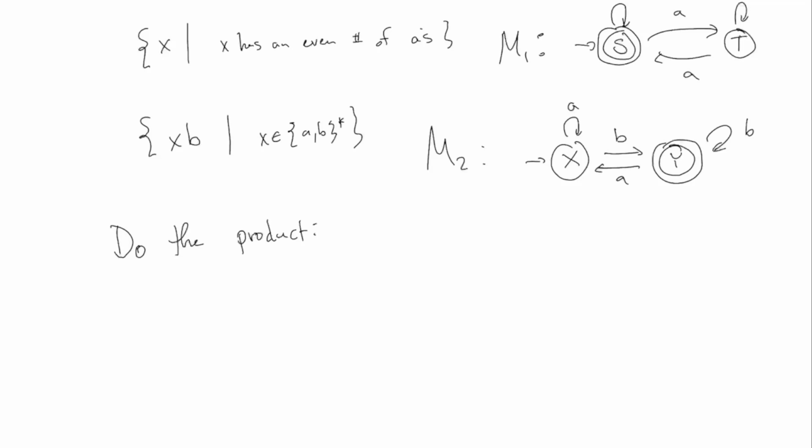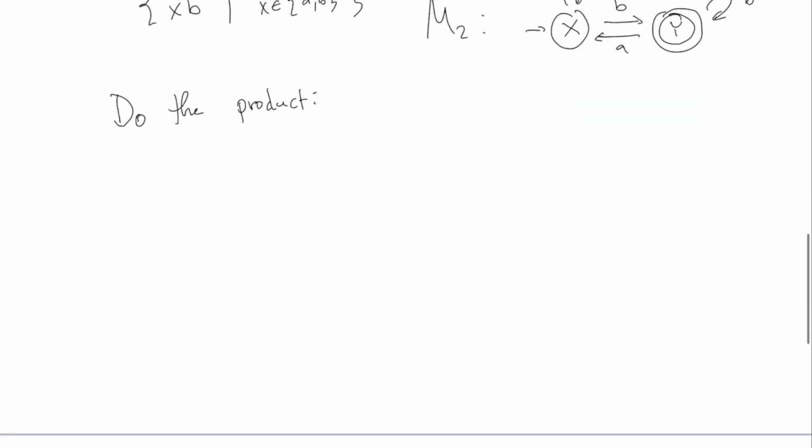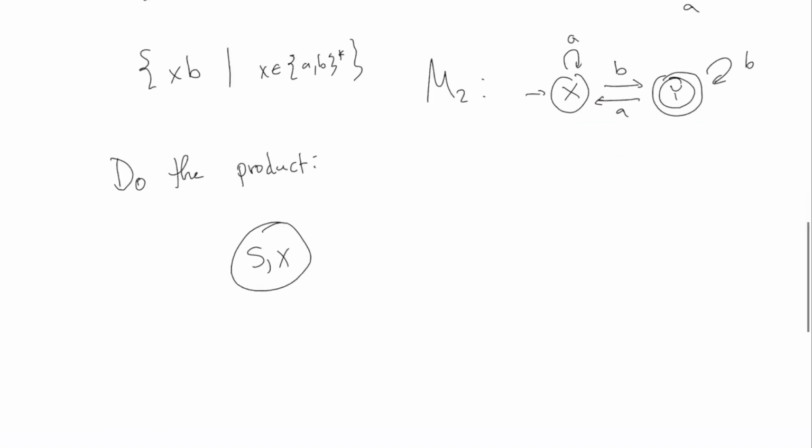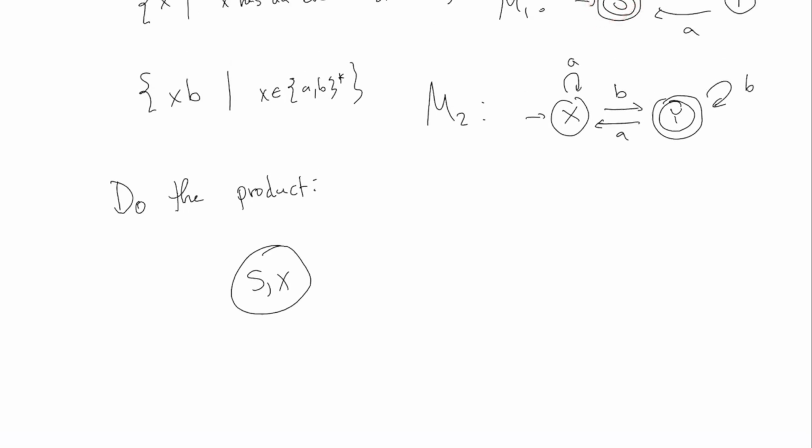I'm going to do the product construction using these two DFAs. Product in set theory means the elements of the product consist of ordered pairs from the original two things. So I'm going to take the product of the S and the T, product with the X and the Y. That means the states are going to be pairs like S. Well, I might as well just write down what the states are. There's S comma X. That's the starting state, because I take the original starting state from the first machine and pair it up with the starting state from the second machine.